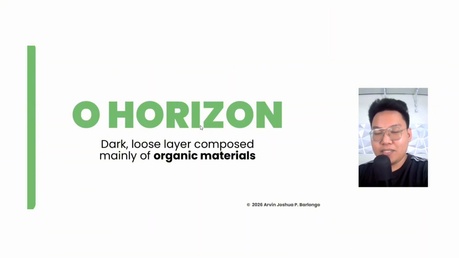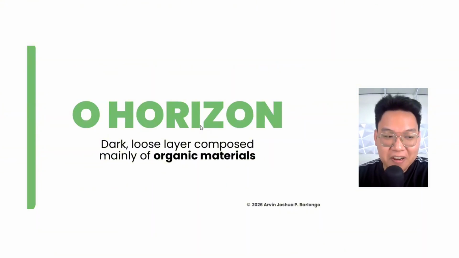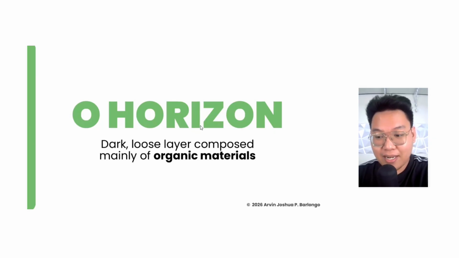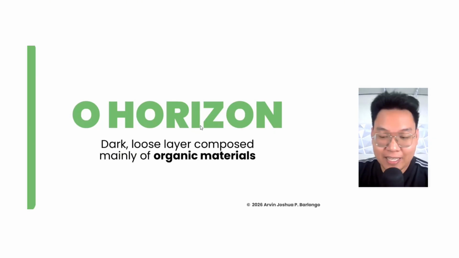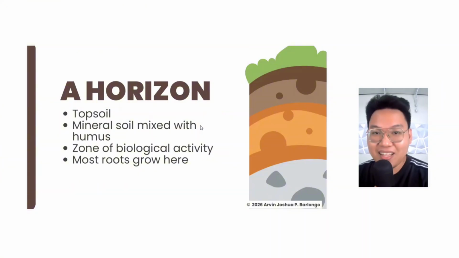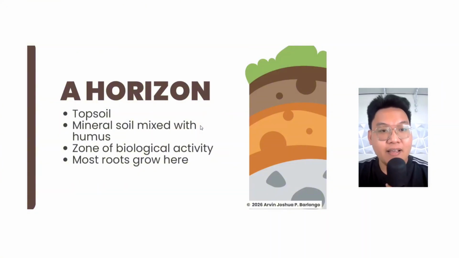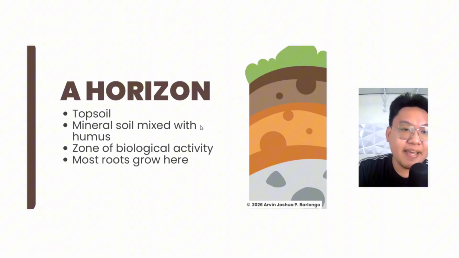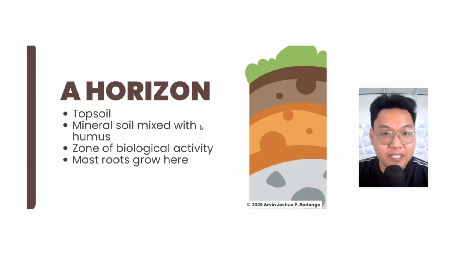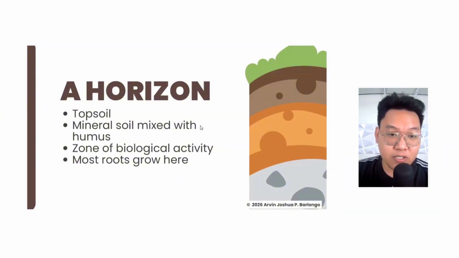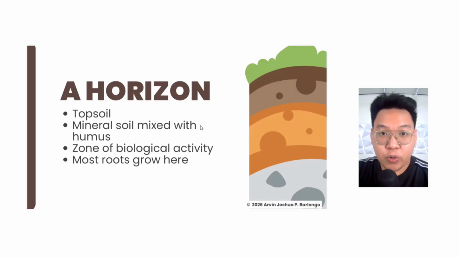Okay, the next one. This will be a quick discussion, but we have a game or quiz at the end that you can repeat until you perfect it. The next is the OA horizon. O is for organic, and the A horizon is the topsoil. This is the horizon where the mineral soil is mixed with humus. It is also the zone of biological activity, and most of the roots grow here. So this has the highest biological activity.